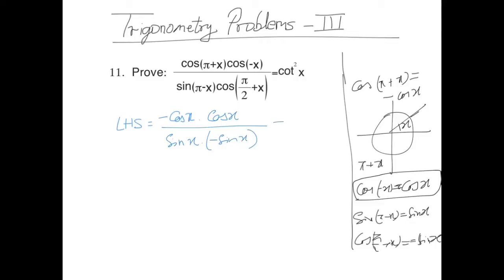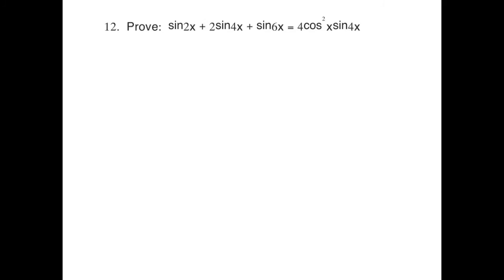And therefore from here we directly obtain cot squared x, because the negative sign is cancelled and cos x by sine x is cot x, and therefore we have two such expressions which when multiplied give us cot squared x, which is same as the right hand side. So that was pretty easy. Let us now move on to the 12th question.